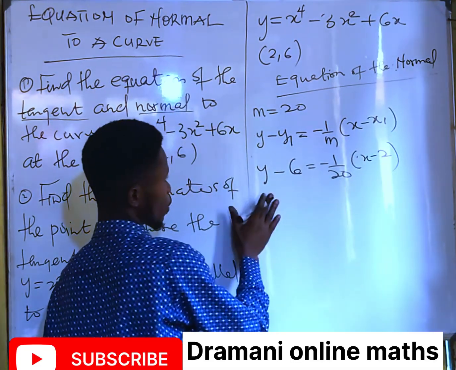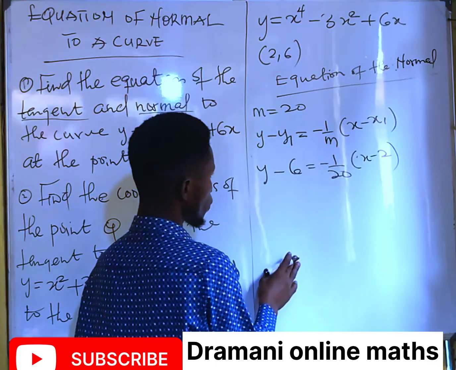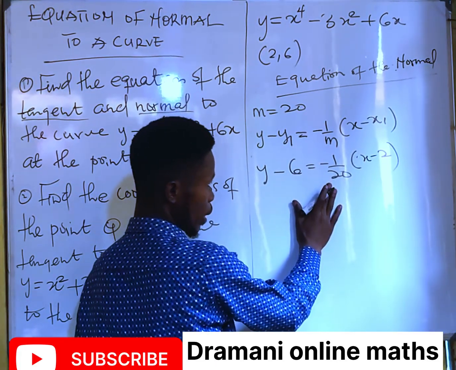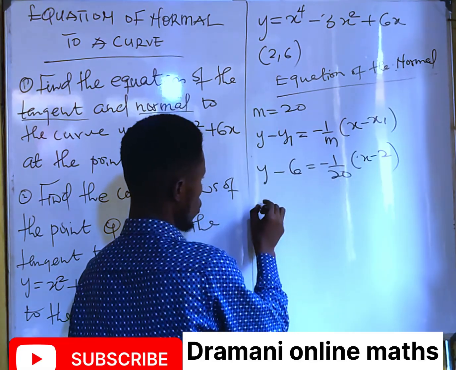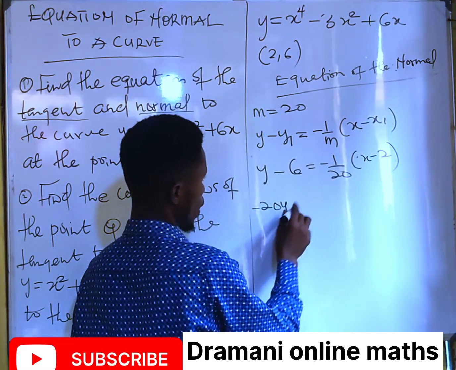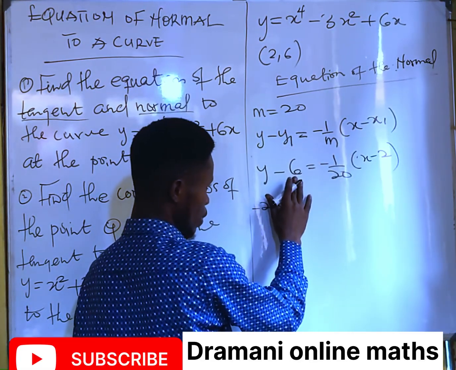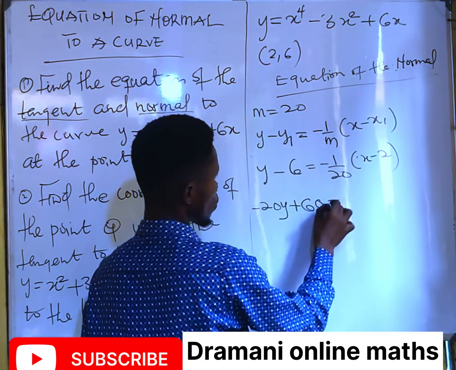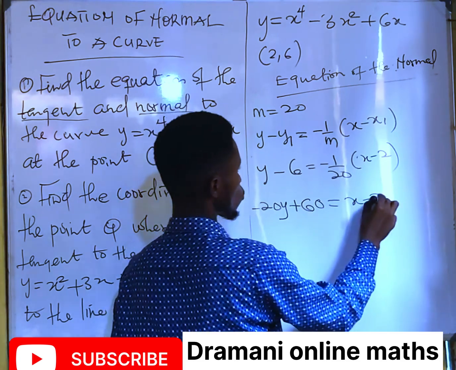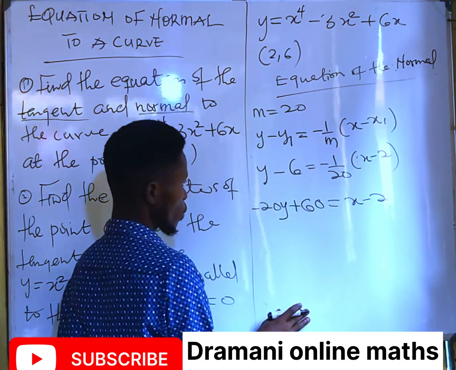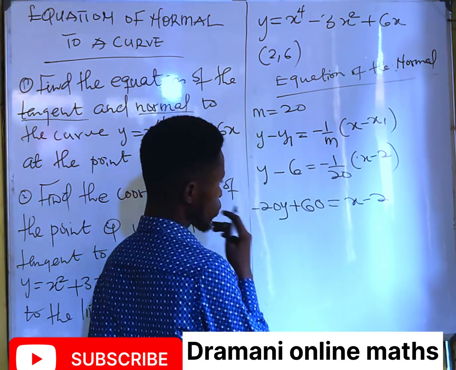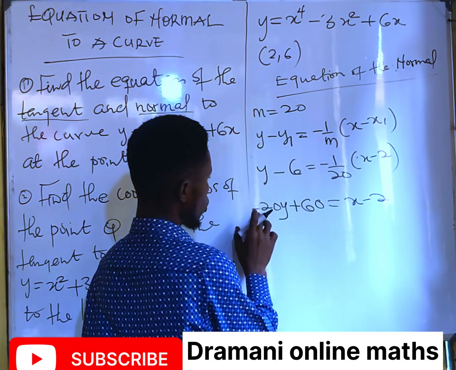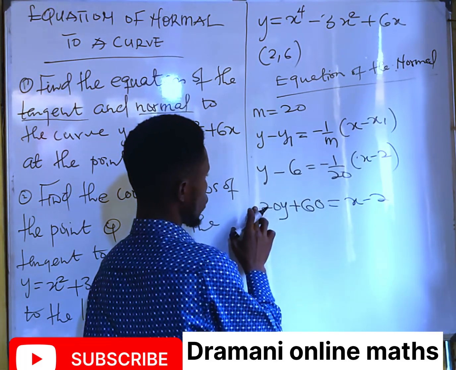So first you have to multiply through by the 20. If I do that, I'm taking the negative through. So negative 20 times y will be negative 20y. Negative 20 times negative 6 will give you positive 60, equals x minus 2.